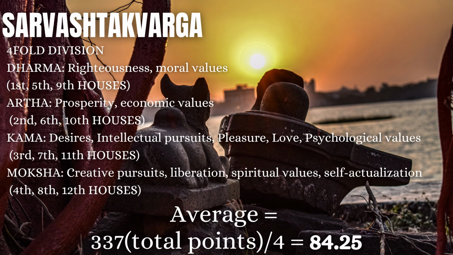If you divide it by 4, you get 84 as the average point. Out of all these fourfold divisions, once you do this, you will get the idea of which specific area or aspect of the life of the native is strengthened. Now friends, that's very simple. In the last video where I gave the example of my chart, I wanted to explain this as well, but somehow that got forgotten. So I already had the slide ready with me.